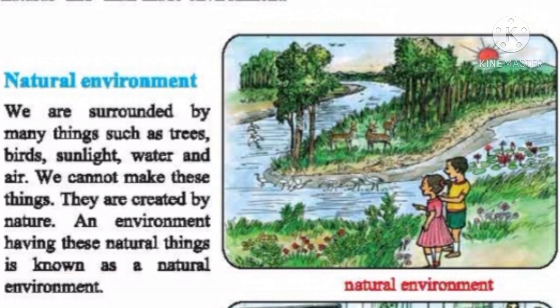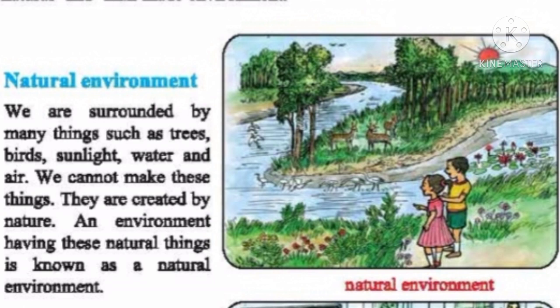Now dear students, look at this picture very carefully. You can see here the elements of natural environment. We can see here trees, river, different types of animals, flowers, grasses, soil, sunlight, birds, etc.